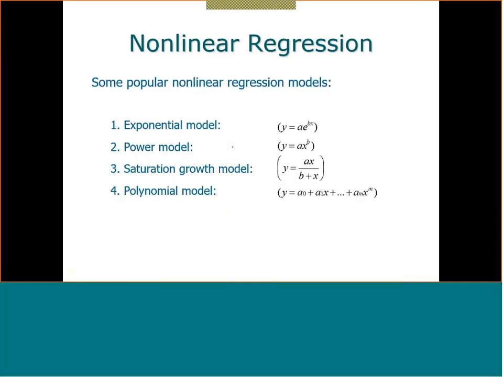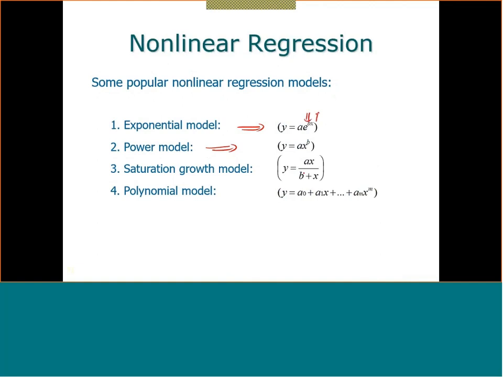So always here we have a, b, and we have x. Remember in the linear model, y equals ax plus b. This is the linear model. Now all these nonlinear models will have two variables. They will have the a and they will have the b.